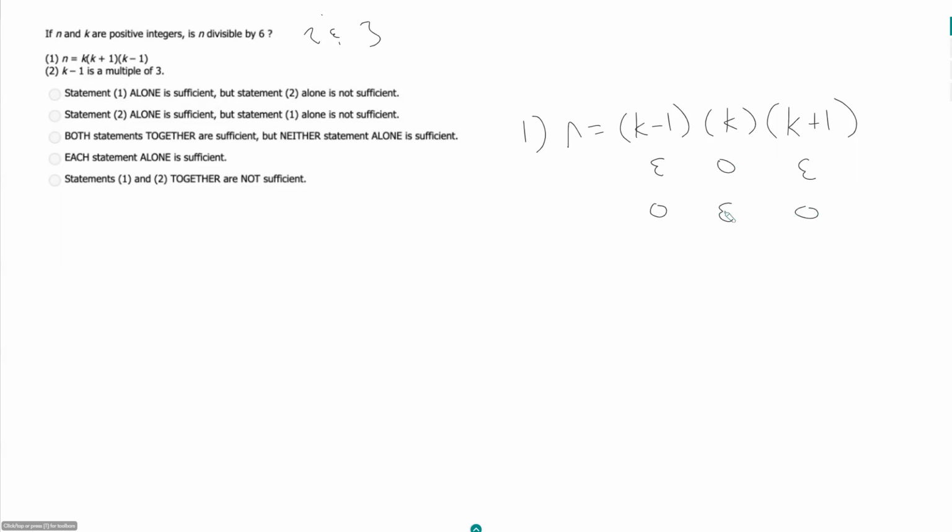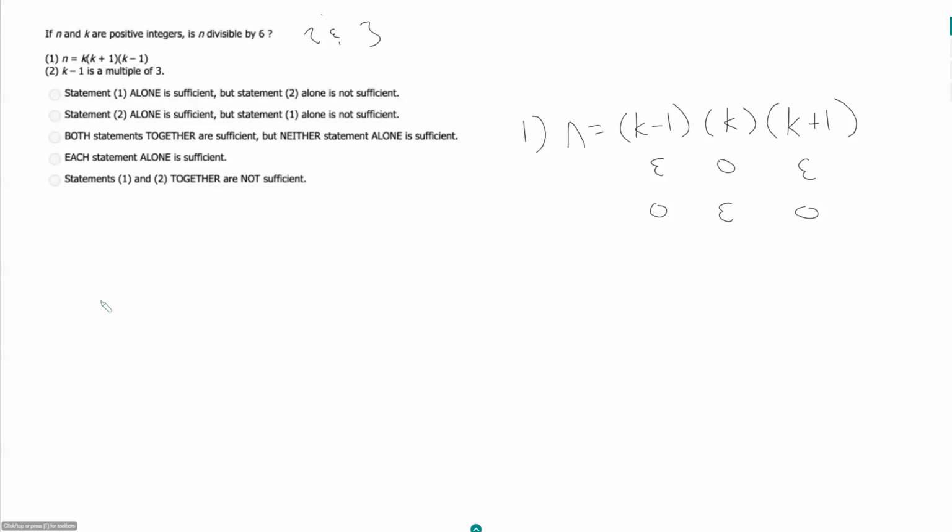Regardless, I'm always going to get at least one 2, because I'm always going to have at least one even. This guy has 2 evens, so I'll have at least 2 2s. And really, you're actually going to have at least 3 2s, because every other even is going to be a multiple of 4. So my 2 is taken care of here.